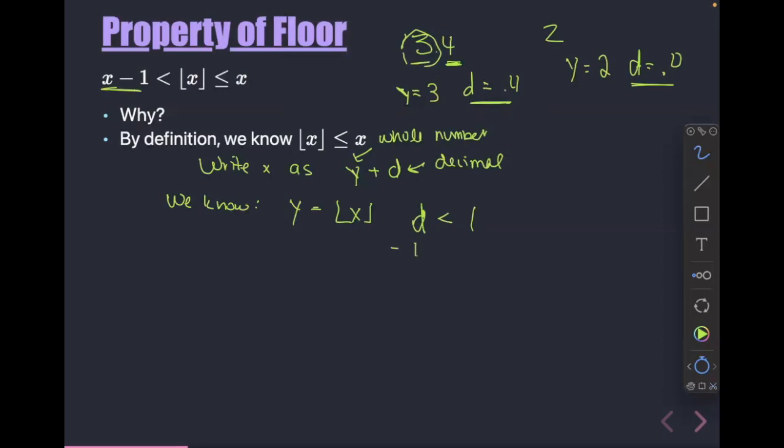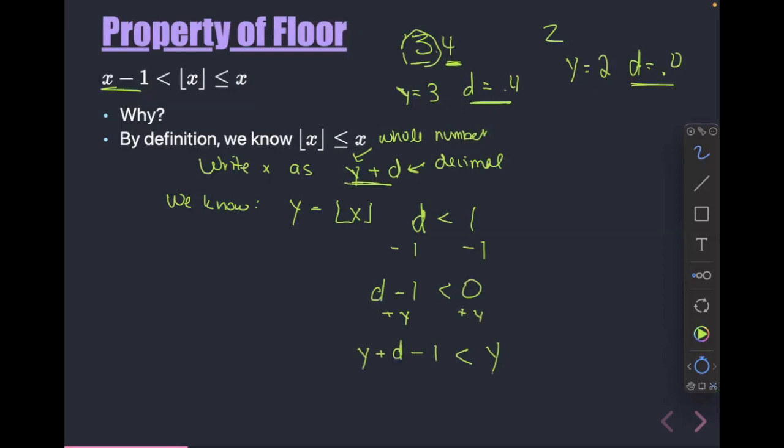So do minus 1, minus 1, and then we get d minus 1 is less than 0. So d minus 1 is a negative number. And I also know that my x is y plus d. So if I want to make this side look more like x, I know I need to add y to it, because I have a d, but I need to add y. So let's add y to both sides, and then I get y plus d minus 1 is less than y.